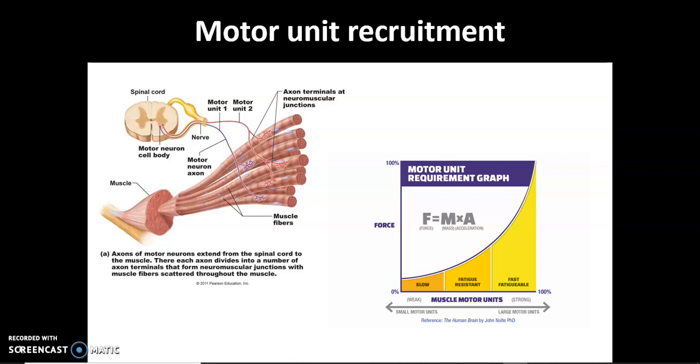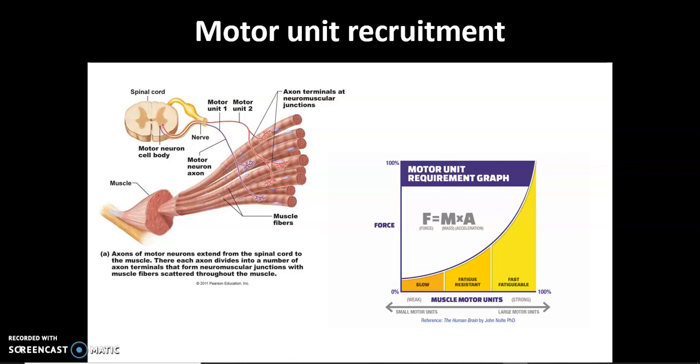So the graph shows that the weak muscles that have small motor units have a slow resistance to fatigue. So this would be more for the aerobic exercises, so marathon runners and more endurance athletes, whereas the strong muscles that require large motor units are fast fatigable. So that's the anaerobic exercises like sprinting, shot put, more the maximal exercises.